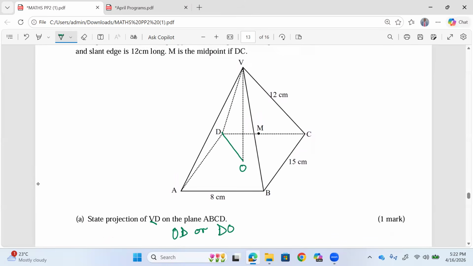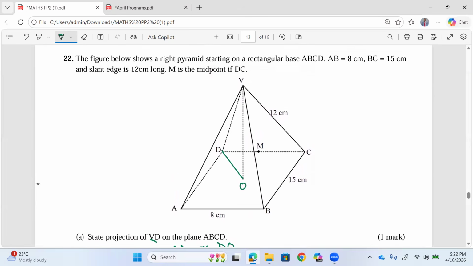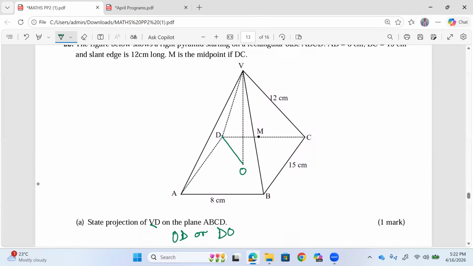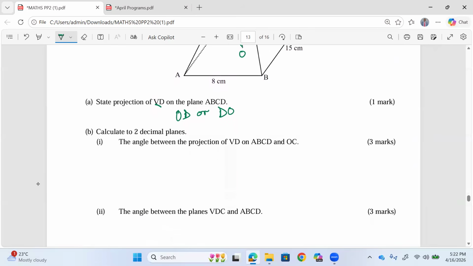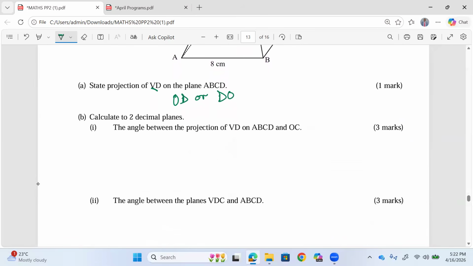DO is the projection. If you are told to find the projection of VB, it will be OB. Projection of VC will be OC. Projection of VA is AO. So that's how we find the projection on the plane. Then in part B, we are given instructions to find, to two decimal places, one, the angle between the projection VD and OC.